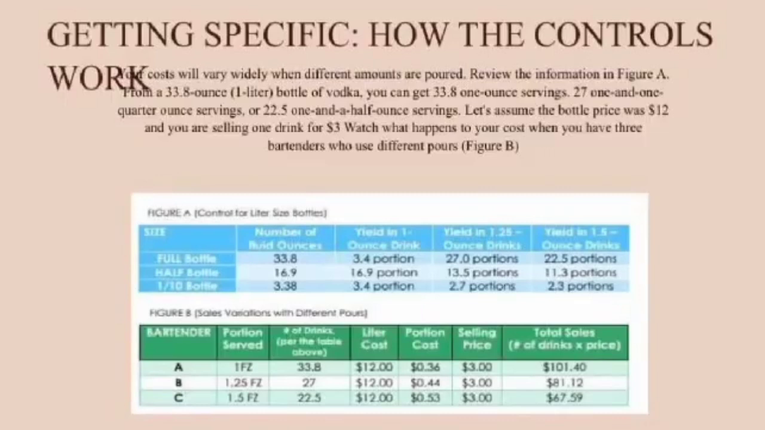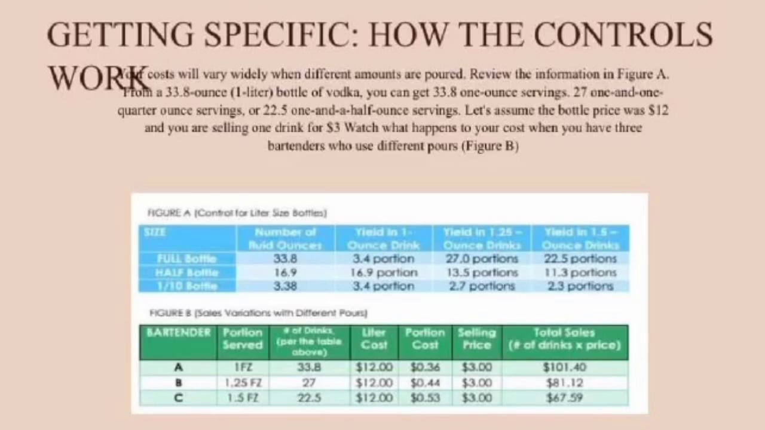Good morning, ma'am. I'm Althea Paalisbo, and my topic is getting specific: how the controls work. Your costs will vary widely when different amounts are poured. Review the information in Figure A from a 33.8 ounce, 1 liter bottle of vodka. You can get 33.8 one-ounce servings, 27 1 1/4 ounce servings, or 22.5 1 1/2 ounce servings.